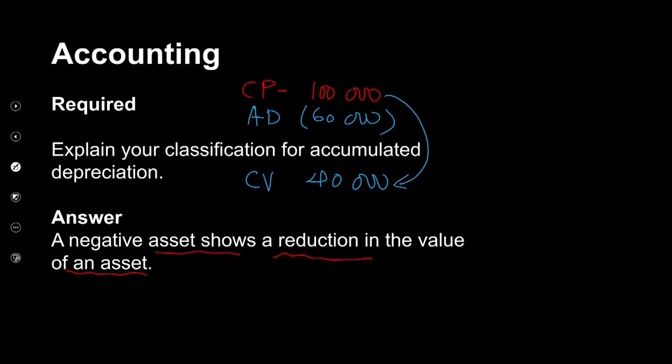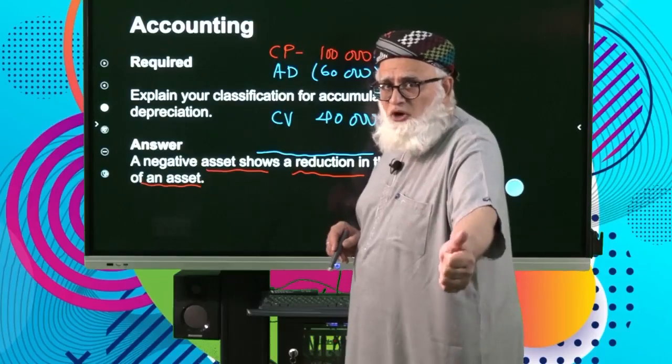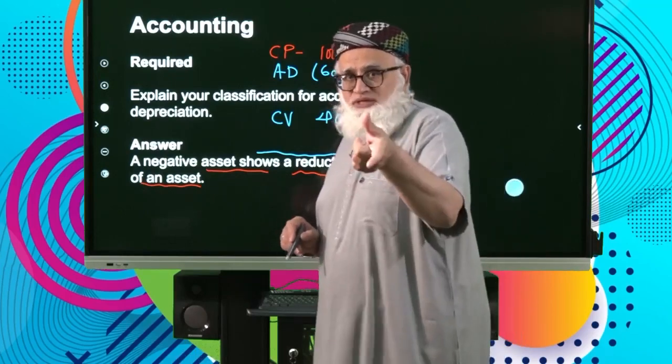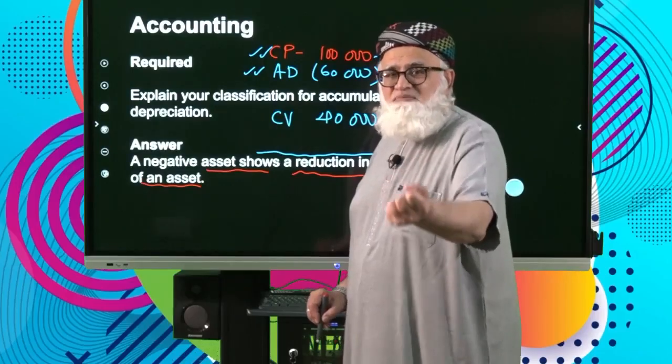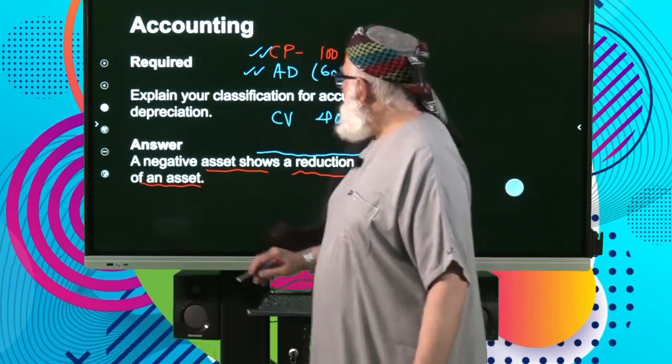So now, a negative asset shows a reduction in the value of your asset. There you can see cost minus accumulated. Therefore, I'm repeating what I said earlier on. An asset has two parts to it. Its cost price, its original cost, and its accumulated depreciation, the total amount of depreciation that we have written off to date, therefore giving us the term negative asset.